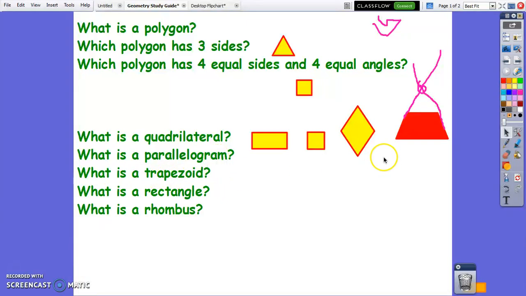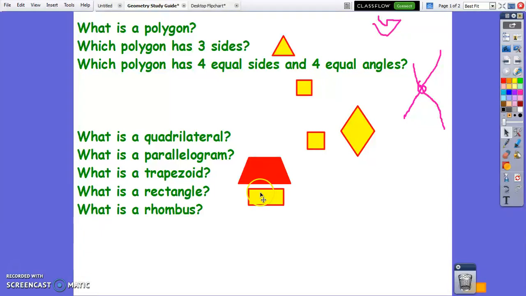Then we go, what is a trapezoid? Well, we know this is a trapezoid. It's a quadrilateral. It is not a parallelogram because it has one set of parallel lines. What is a rectangle? Well, we have a rectangle right here. And you notice it has opposite sides that are parallel. It has 4 straight sides.